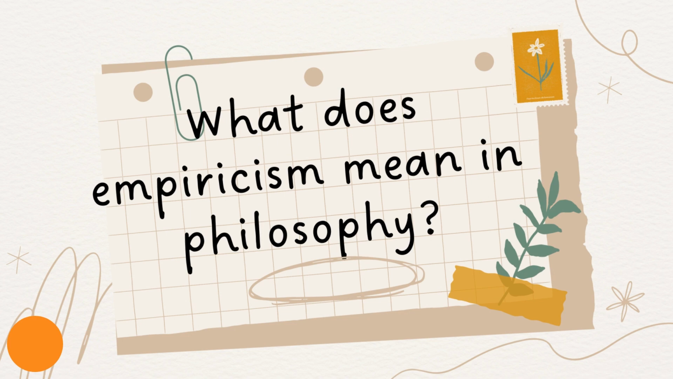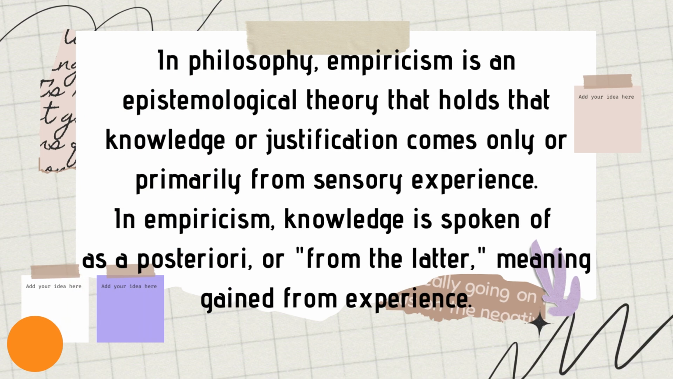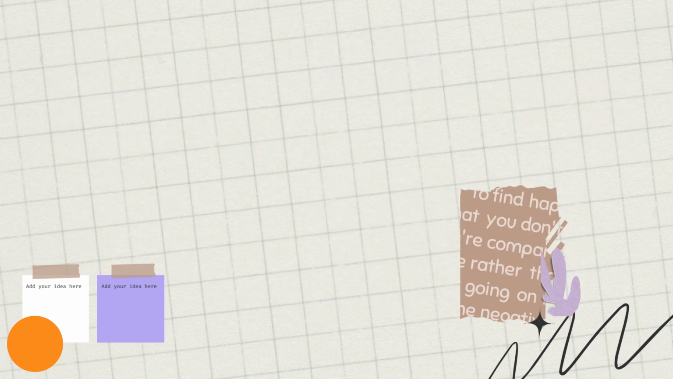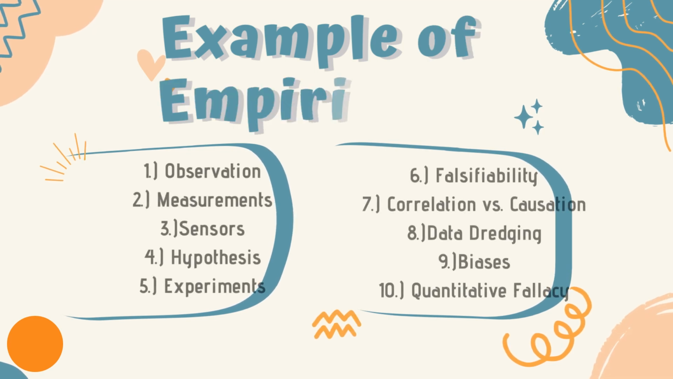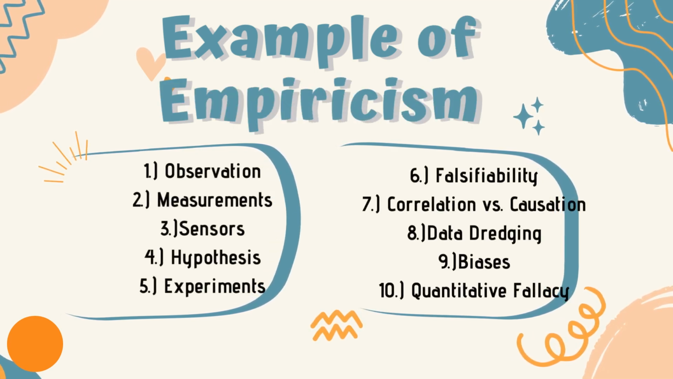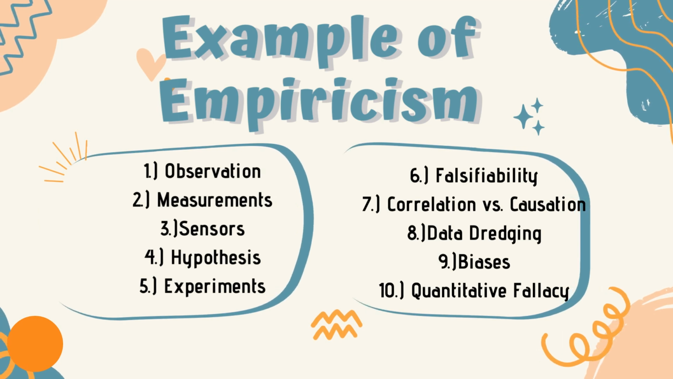Now, what does empiricism mean in philosophy? Well, in philosophy, empiricism is an epistemological theory that holds that knowledge or justification comes only or primarily from sensory experience. In empiricism, knowledge is also spoken of as a posteriori, or from the latter, meaning gained from experience. Literally, empiricism is based on experience.